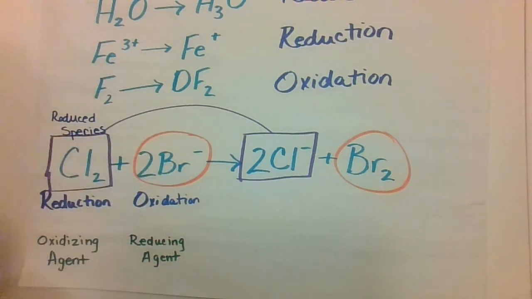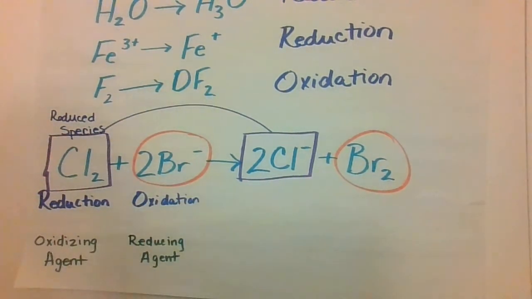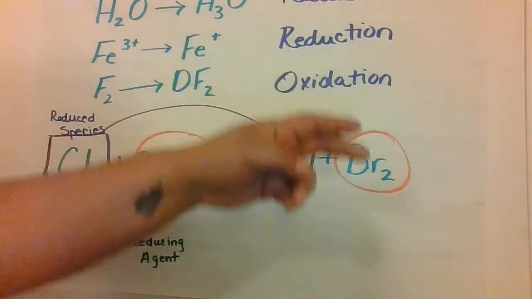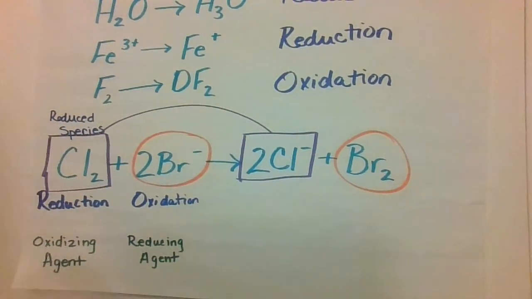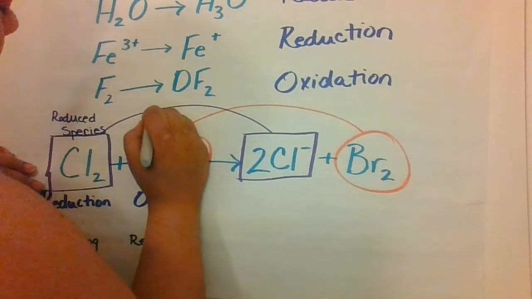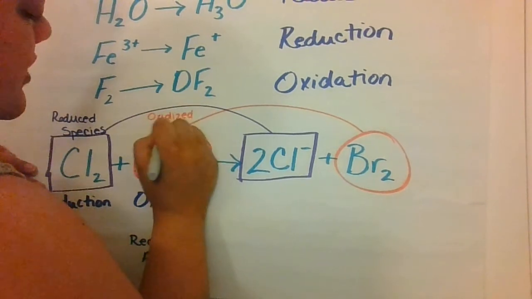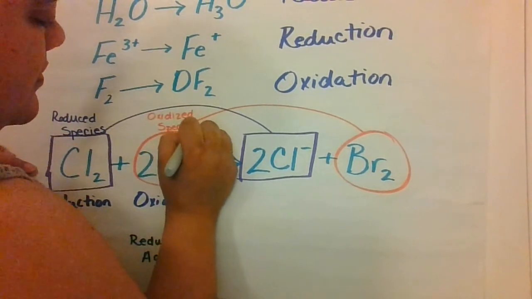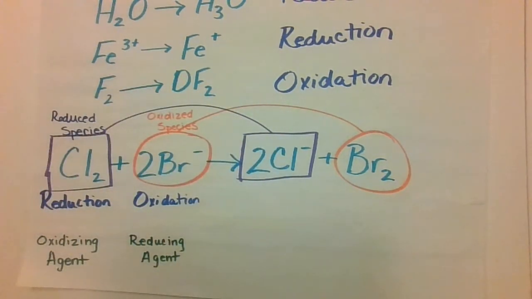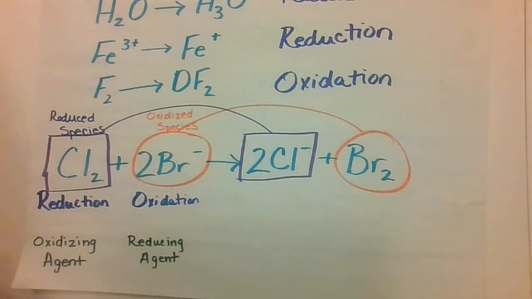All right. And then once again, we're comparing our Br negative to our Br2. And we know that once we get to the product side of this, that would be my oxidized species. So it is the species in the equation that oxidized. And because of its presence, our other item was able to reduce, and vice versa.